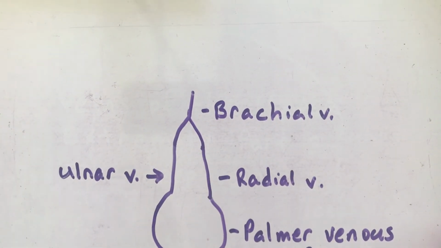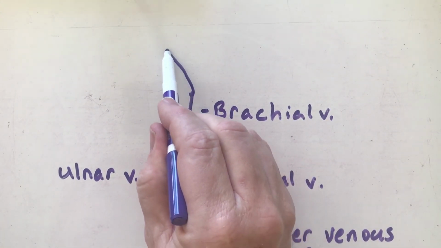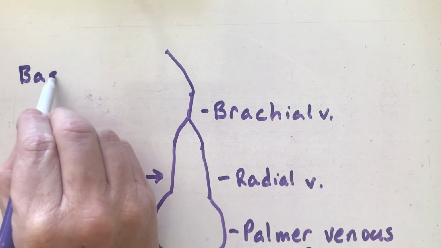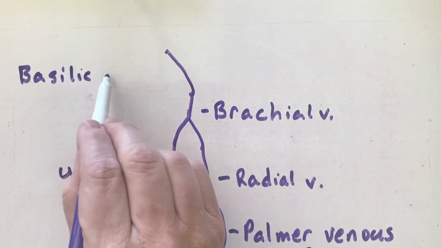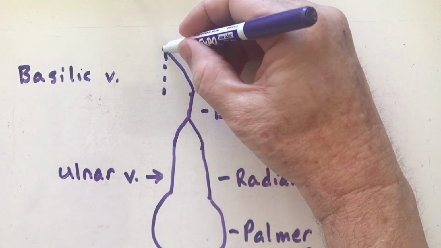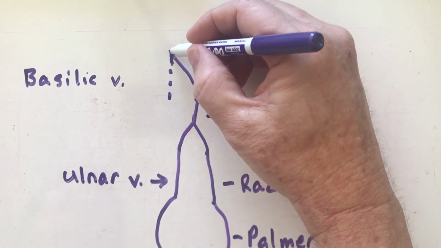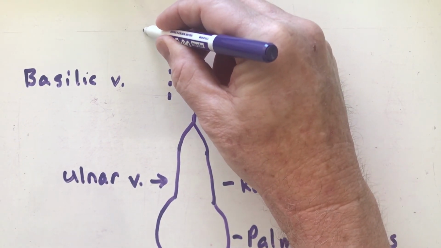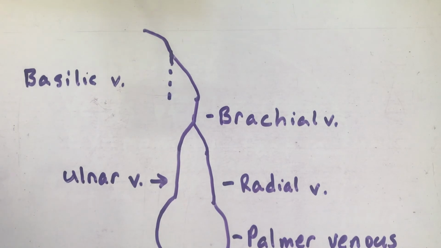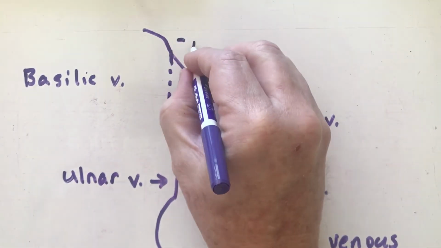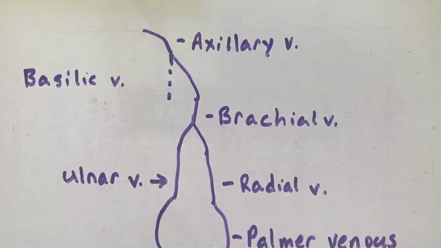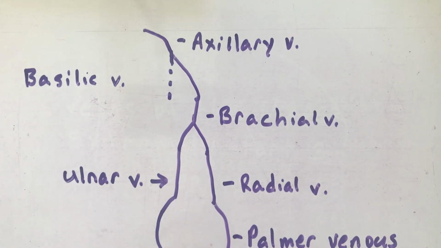I'm going to have my brachial vein. If you remember on the superficial veins, I had the basilic. So my brachial vein is going to drain into my basilic vein. I'm just going to draw the basilic as a dotted line because, as we know, that was the superficial vein. And then that's going to go on and drain into, or become, the axillary vein. And that's the axillary vein. So that's it for the deep veins of the arm.